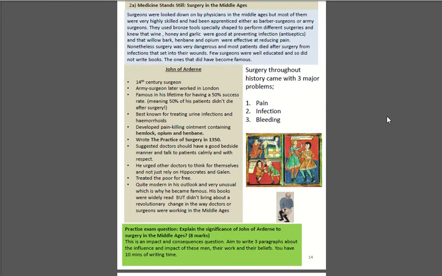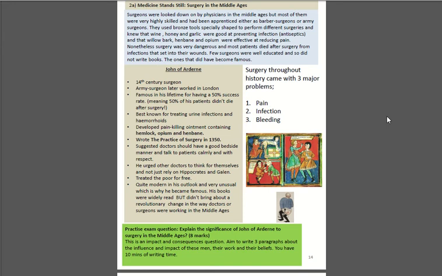Now this episode will look at surgery in the Middle Ages. As mentioned in previous episodes, surgery was not done by doctors, but rather by barber surgeons, and they were looked down on by doctors, even though many were highly skilled. However, surgery in this time was very dangerous, and most patients died when infection set in the wound.